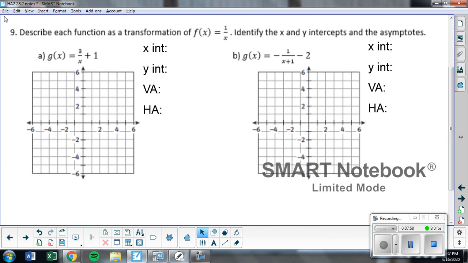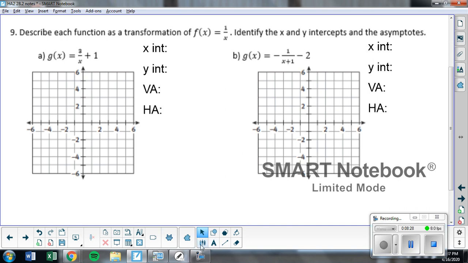Number 9, describe each function as a transformation of the parent function. Identify x and y intercepts and asymptotes. So before we start, let's describe this. What's happening? This 3, vertical stretch by a factor of 3, up 1. Ooh, lots here. This is going to move it 1 to the left, reflect over x-axis, down 2.